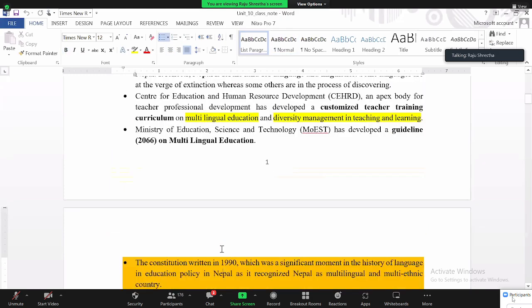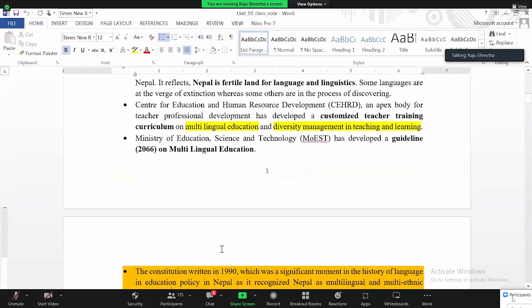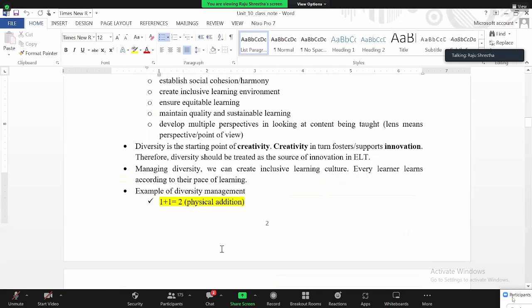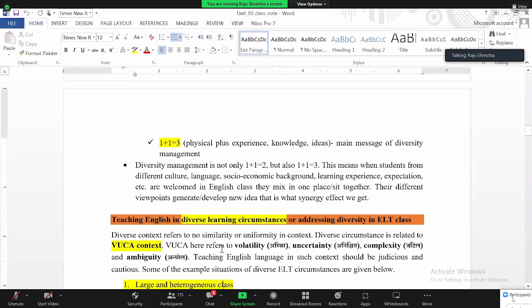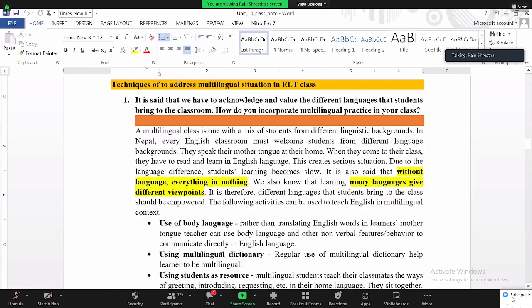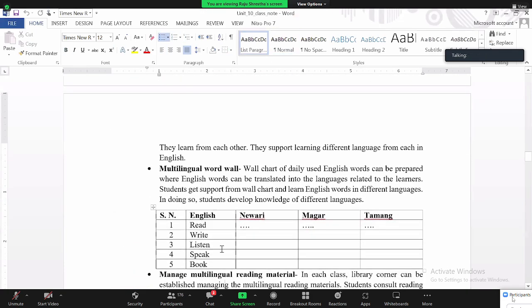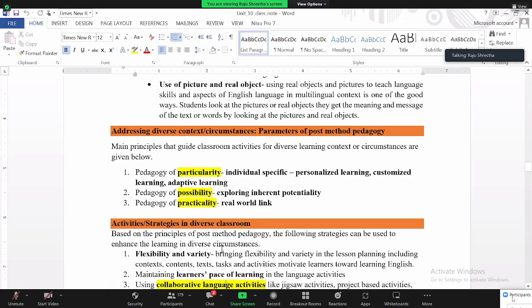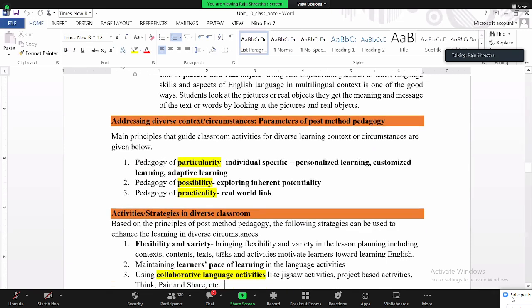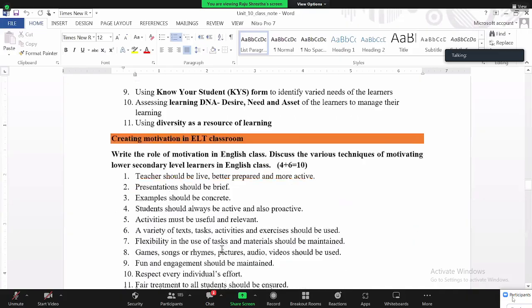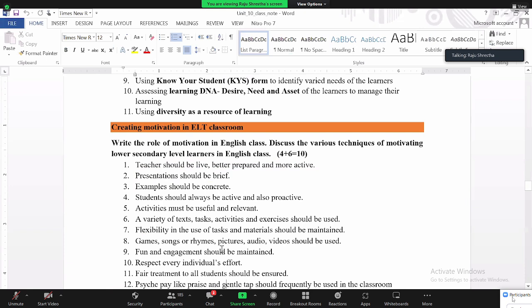Classroom management, multilingualism, diversity management we did, and diverse learning circumstances. One question we checked, and this diverse context, learning circumstances, as we did. Now this creating motivation part we do today.